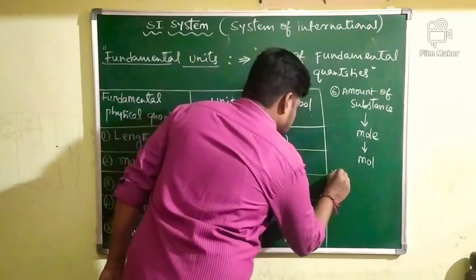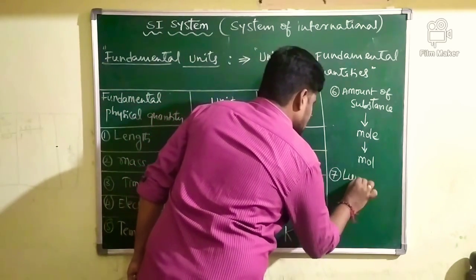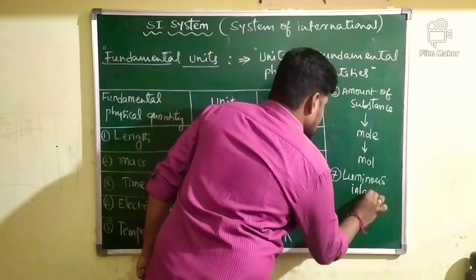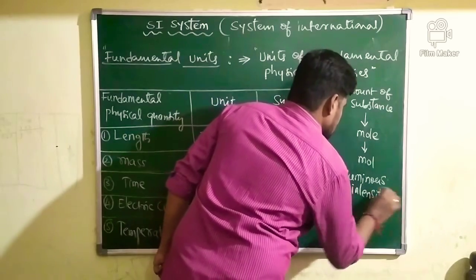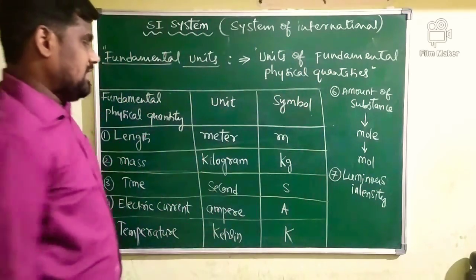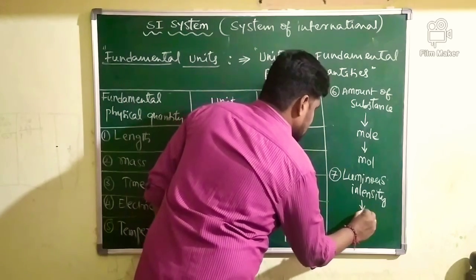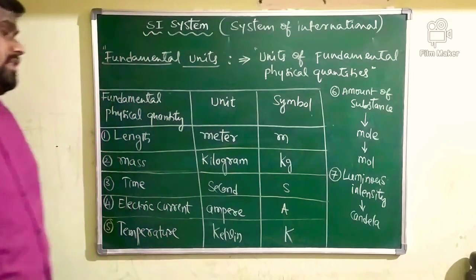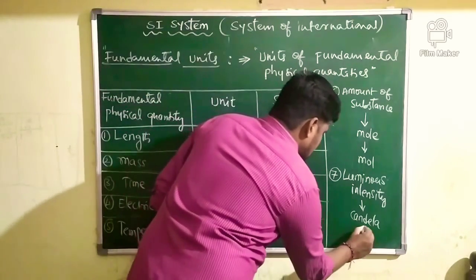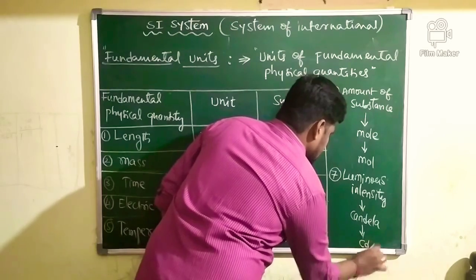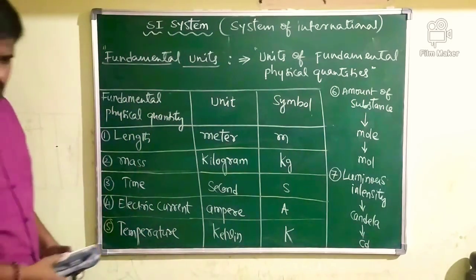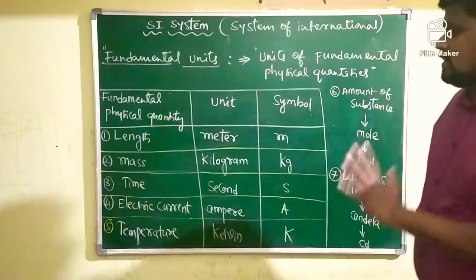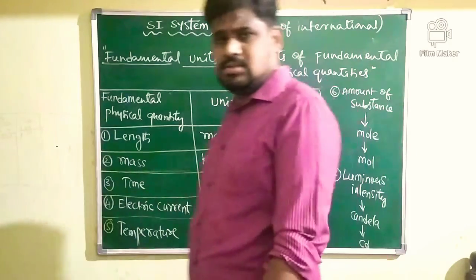Last one, the seventh physical quantity, is luminous intensity. The SI unit of luminous intensity is candela. The SI unit of luminous intensity is what? Candela, and the symbol is cd. The candela, that is, symbol is what? cd. How many fundamental physical quantities do we have? Total 7 fundamental physical quantities.